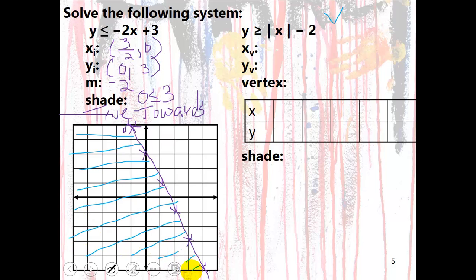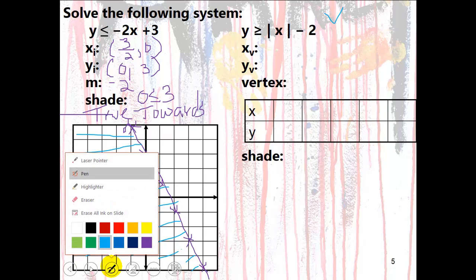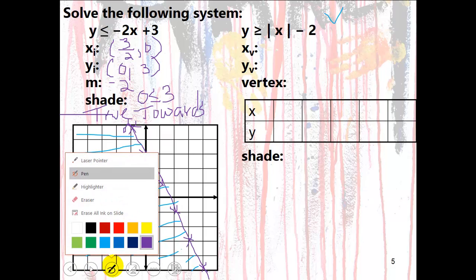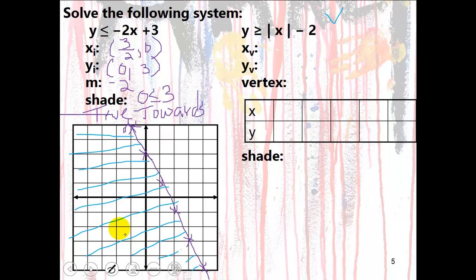Okay. And now we're going to graph this V. My x coordinate of my vertex. Let's do, I hate it when my pen starts misbehaving. Let's use red. I'm going to set my argument equal to 0. Then I'm going to plug it in. So I get y is equal to 0 minus 2, which is -2. So my vertex is the point 0, -2.